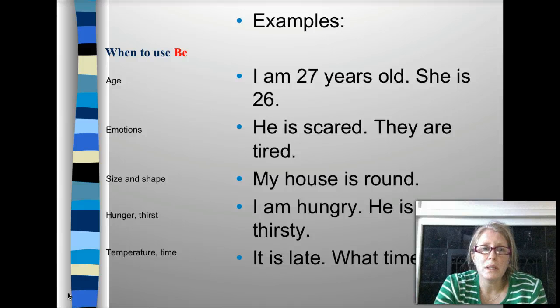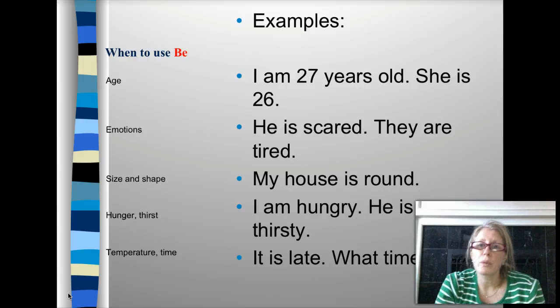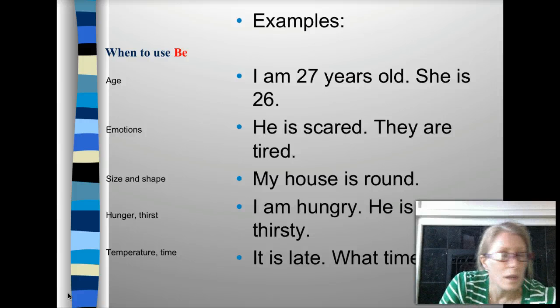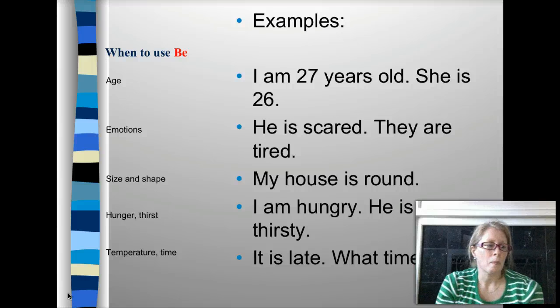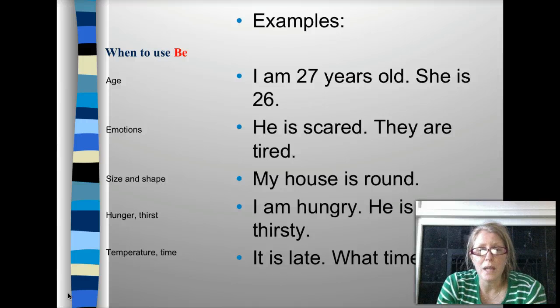We use the verb to be when we talk about age. So I am 27 years old. She is 26. We also use it to talk about emotions, like he is scared or they are tired. For size and shape, my house is round, my remote control is rectangular. For hunger and thirst, this is not the same as in French, or in Spanish. In English we say I am hungry or she is thirsty.